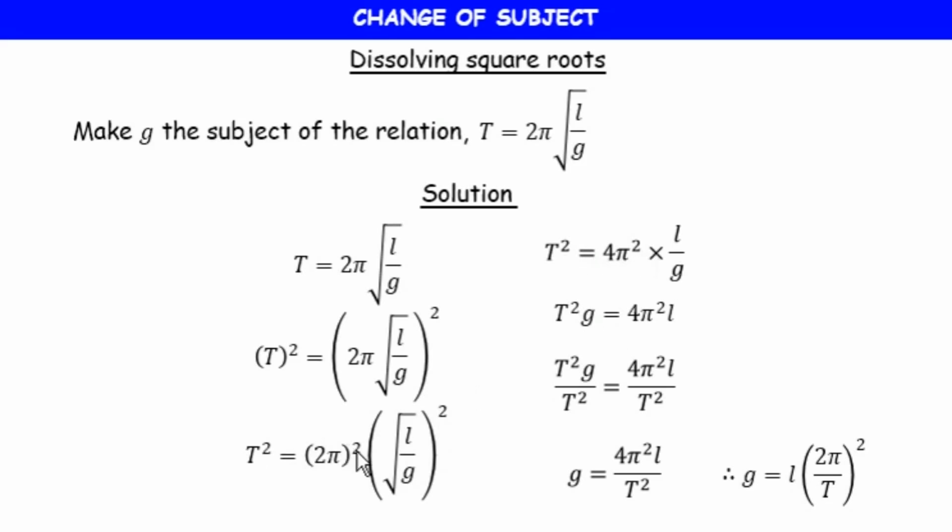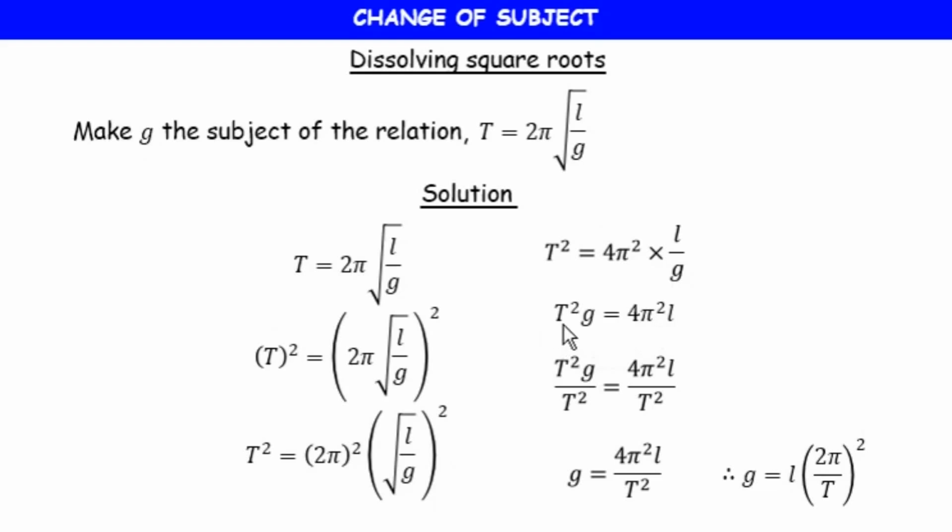Now this square will affect the 2. It will also affect the pi. So 2 squared is 4. That is why you're seeing 4 here. And then pi squared times, now this square root has been eliminated by the square here, leaving us with what was within the square root. That is L over g.